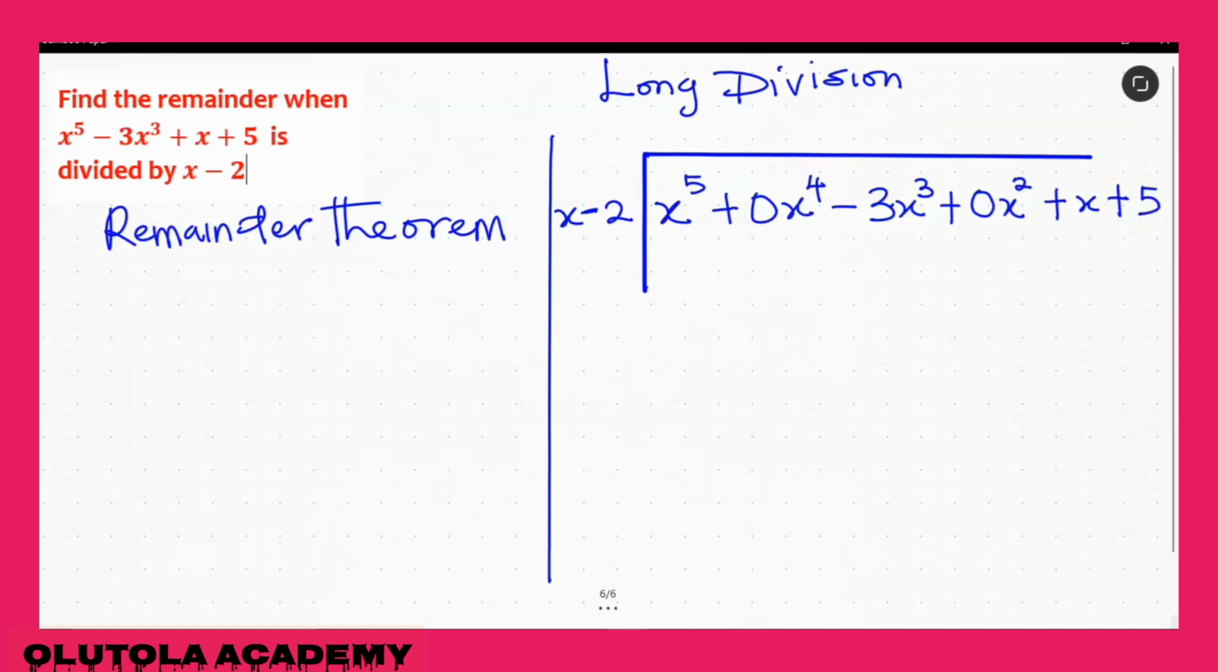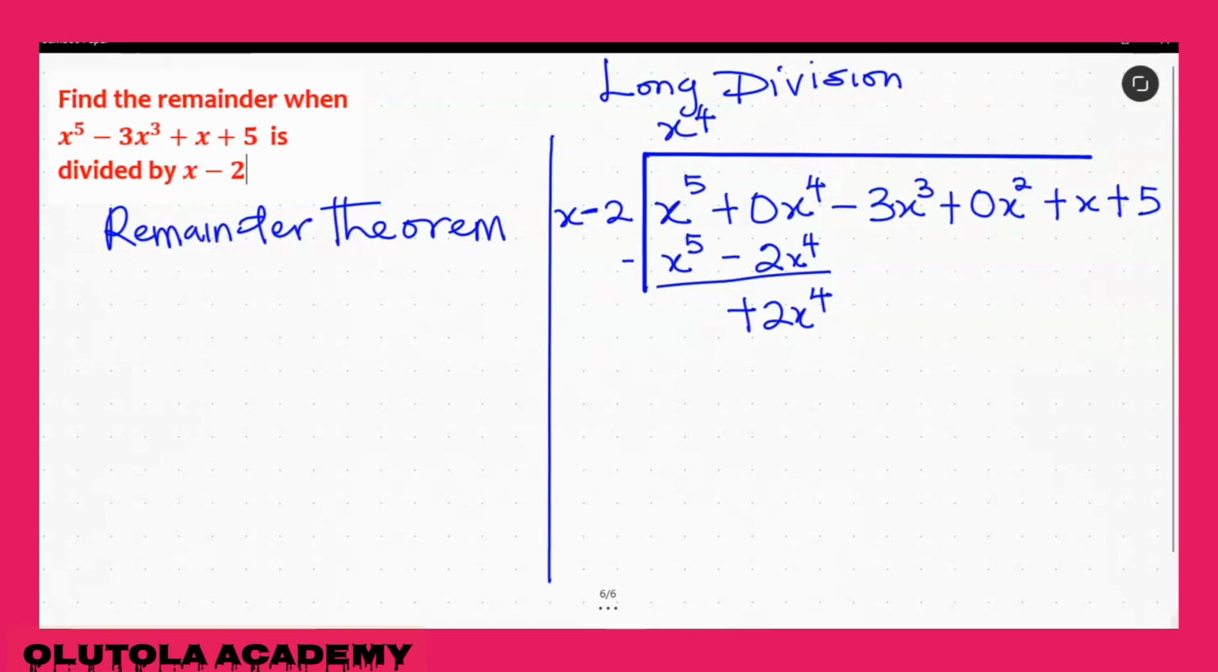So it's going to be a long one, and as we did earlier, you do the first term here, x raised to power 5 divided by x, and that will give us x raised to power 4. Then we multiply x minus 2 by x raised to power 4. That will give us x raised to power 5 minus 2x raised to power 4. Then we do our subtraction, and this gives us positive 2x raised to power 4. Then we'll continue again with the division.